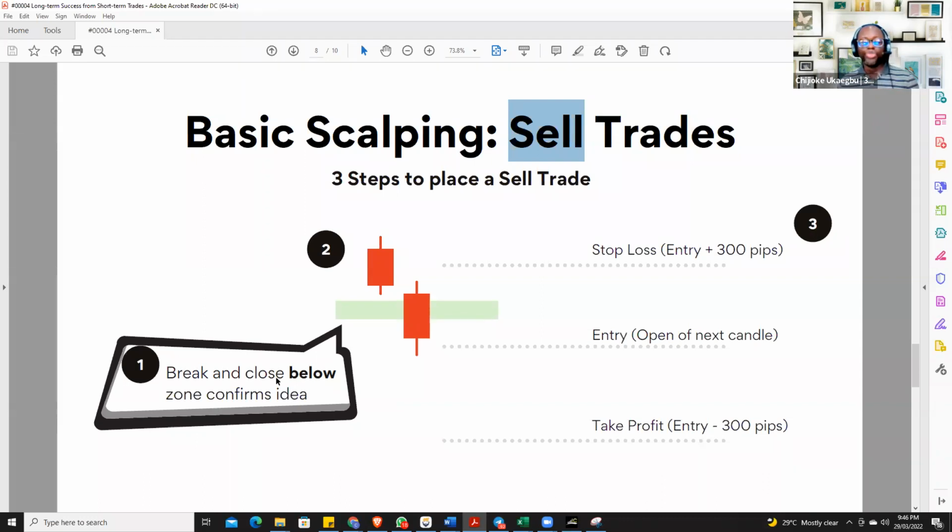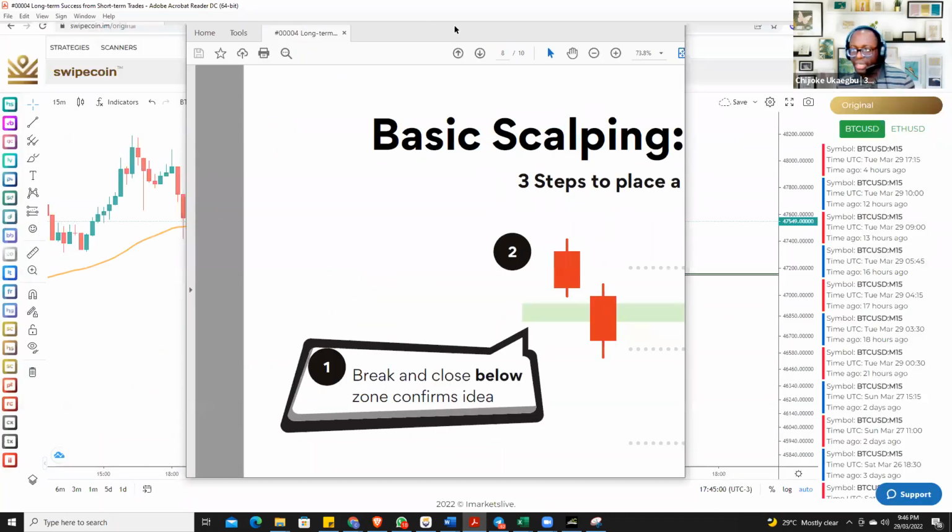The second thing you do once you've seen this instruction is you check how price is relative to the line that is on the tool. And this is the kind of pattern that we are looking for. Let's go back to the Swipecoin scalper right now.